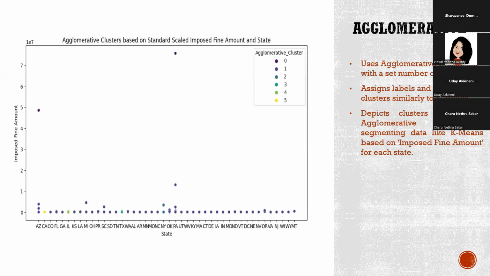Moving to the next method, our application of agglomerative clustering with 6 specified clusters uncovered a similar process of grouping imposed fine amounts across various states. The resulting scatter plot illustrates the distinctive clusters generated by agglomerative clustering, showcasing patterns that resemble those observed through the k-means algorithm. This alignment in clustering outcomes between the two methodologies suggests a parallelism in the identified groupings, reinforcing the consistency and reliability of the segmentation methodology across different clustering techniques.